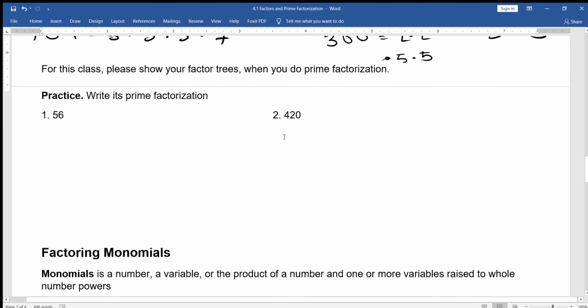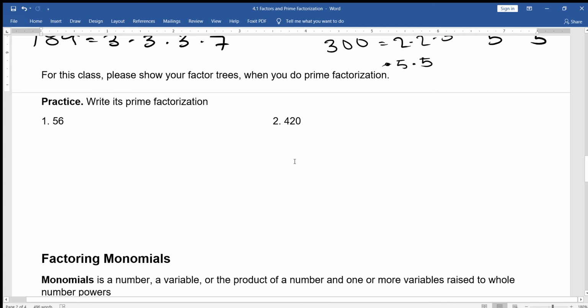How about you guys try 56 and 420? Find the prime factorization of each number. Pause the video here.